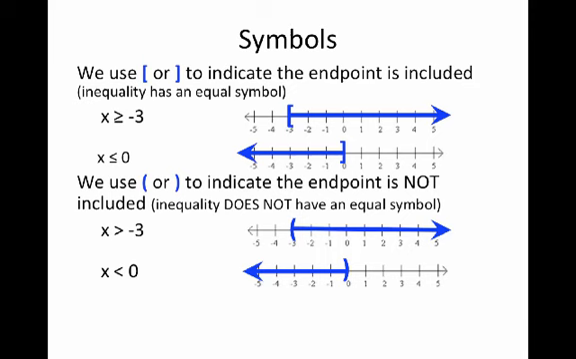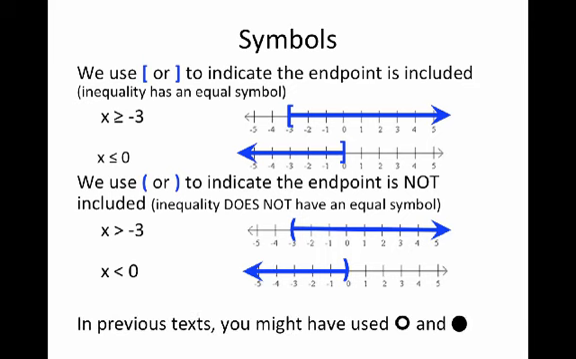That means we can't use the value of 0 in our solution set, but from 0 to the left, not including 0, is included in our solution set. So if we pick -5, -5 is less than 0. That makes a true statement. In previous text, you might have used open circles and filled in circles to indicate open and closed intervals. Our text uses the square bracket and the symbols that look like parentheses.